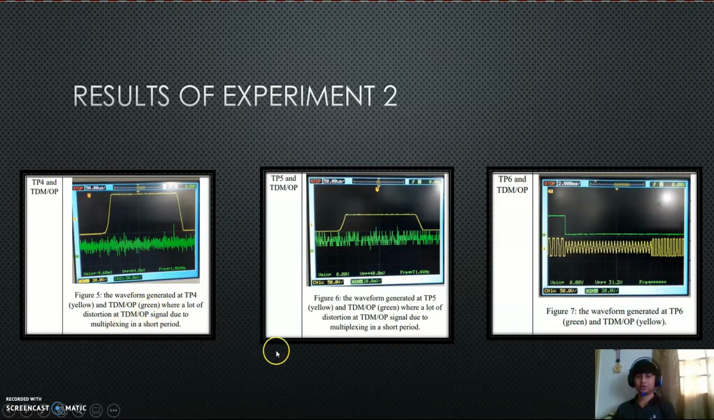For the second task, the waveform generated at TP5 is in yellow, as you can see here, and the TDM output, in green, also has a lot of distortion due to multiplexing in a short period. And the last task is the waveform generated at TP6, in green, as you can see here, and the yellow is the TDM output signal.